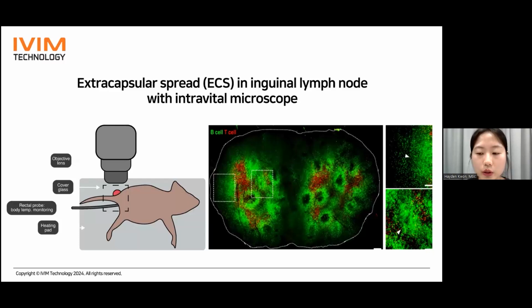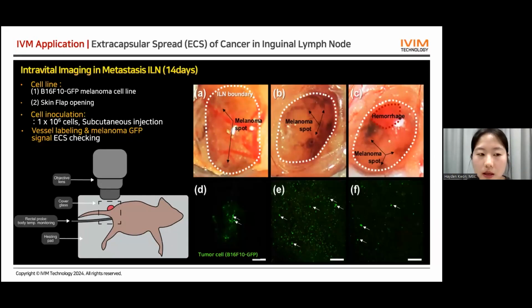Next, I will move on to the next theme and present the data on the observation of extracapsular spread, the ECS, and metastatic forms of cancer cells in the inguinal lymph node using in vivo microscope. In this study, we directly injected the B16F10 melanoma cell line, which carries the endogenous GFP signal, into the inguinal lymph node, and then visualized the process of the tumor formation.